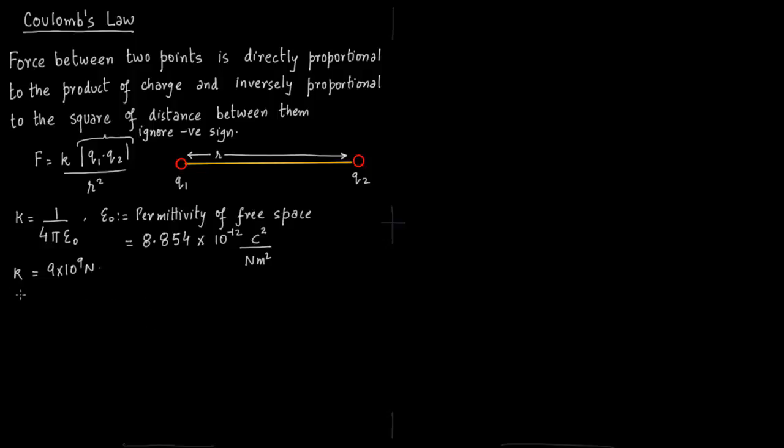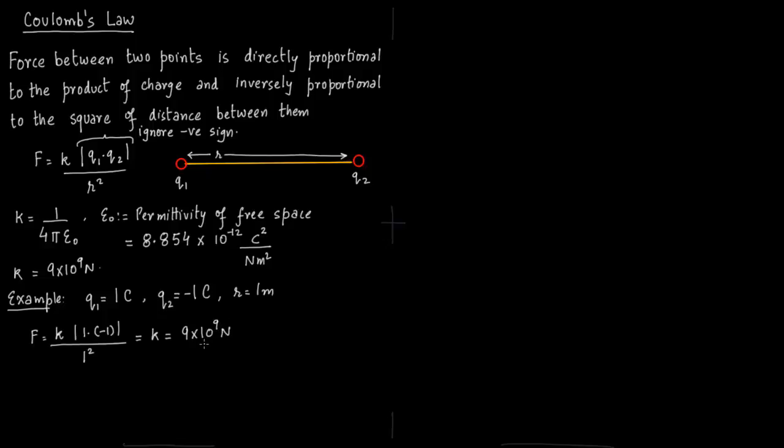Now we discuss an example. In this example we have 2 charges. We have charge Q1 as 1 Coulomb, charge Q2 as minus 1 Coulomb, and the distance between these 2 point charges is 1 meter. The force is given as K times the absolute value of Q1 times Q2 divided by R square. R is 1 meter, so you divide by 1 square, and this will just give you K, because the absolute value of minus 1 is just 1, and this gives you the force as 9 into 10 to the power 9 newtons.